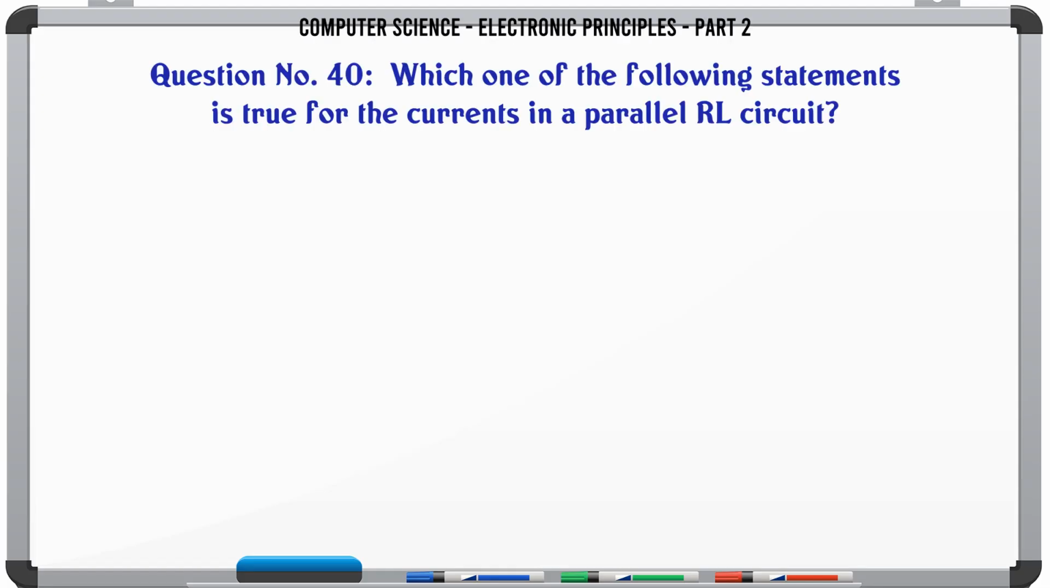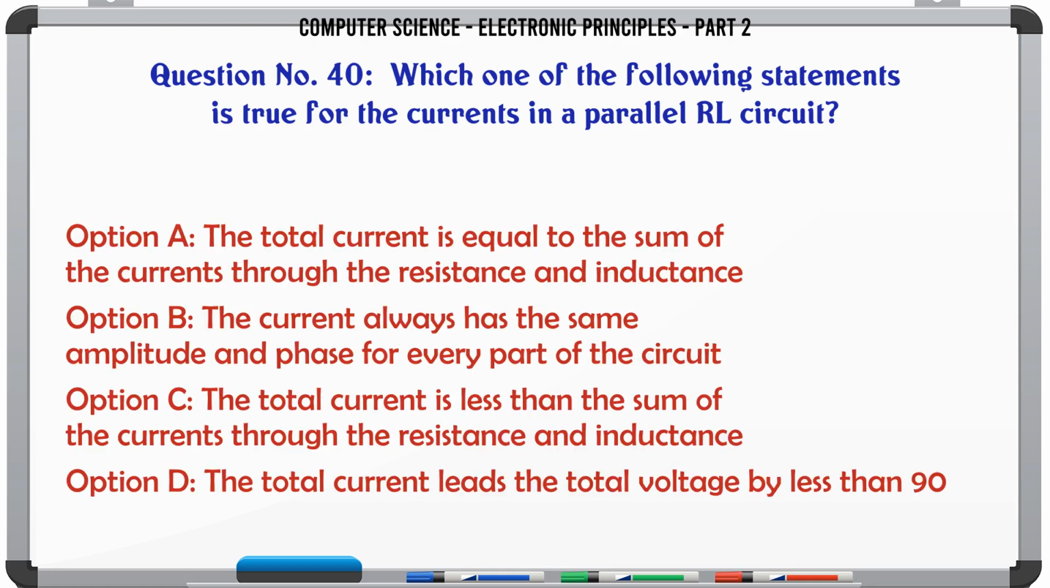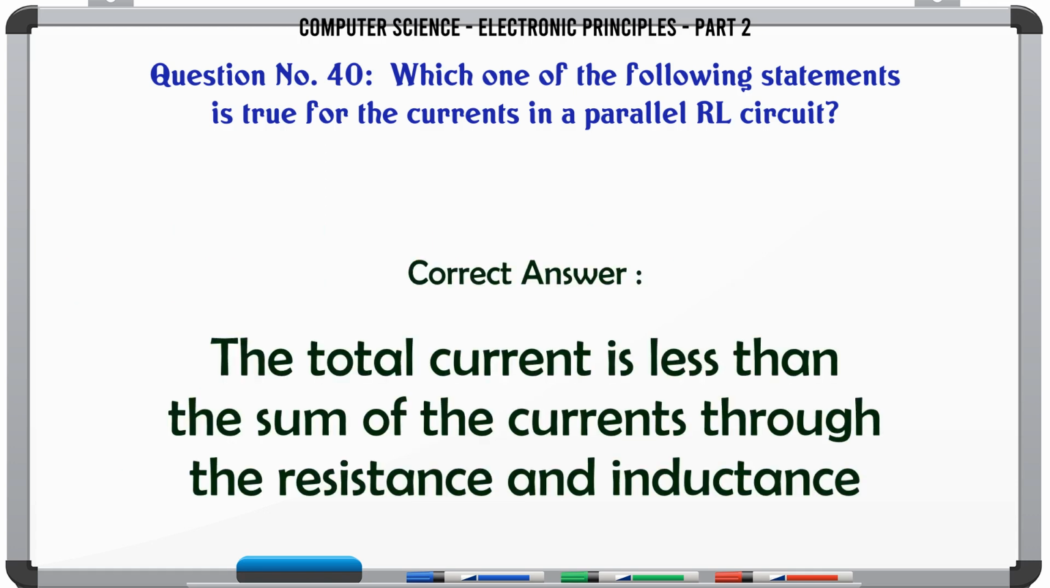Which one of the following statements is true for the currents in a parallel RL circuit? A. The total current is equal to the sum of the currents through the resistance and inductance. B. The current always has the same amplitude and phase for every part of the circuit. C. The total current is less than the sum of the currents through the resistance and inductance. D. The total current leads the total voltage by less than 90. The correct answer is the total current is less than the sum of the currents through the resistance and inductance.